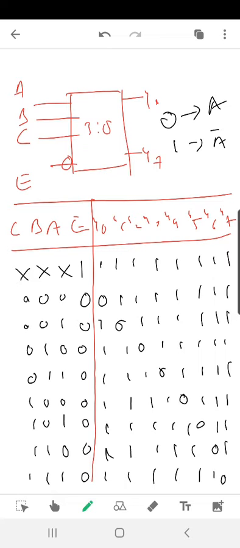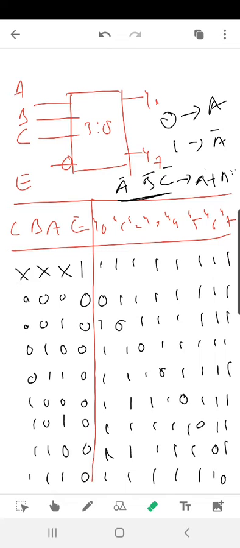In SOP form we write it as a bar, b bar, c bar, but in POS form we will write it as a plus b plus c. Not in complemented form, it will be simple. So we will write it as a plus b plus c. Now we will write the expression for all these inputs.